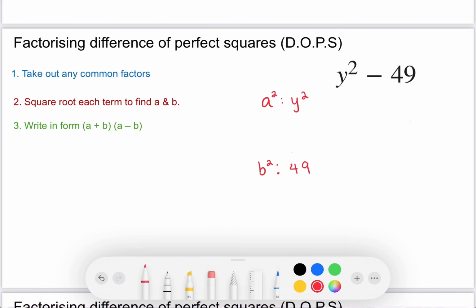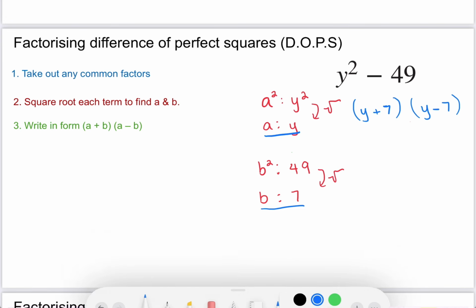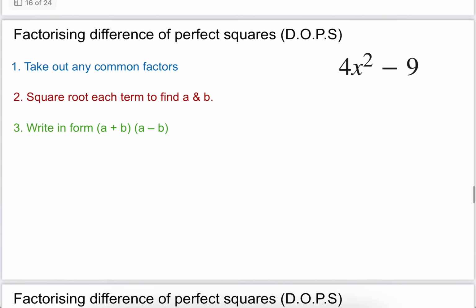Don't worry about that minus in the middle. So if I want to find just a, I'm going to square root y squared and that'll give me just y. And if I want to find b, I need to square root 49 and that will give me 7. Hence, to factorize my expression, it's going to be a plus b, a minus b. Well, a is y, so y is going to sit at the front of both of these, and b is 7. So 7 is going to sit at the end, and it's a plus b, a minus b. Okay, let's have a go at the next question.